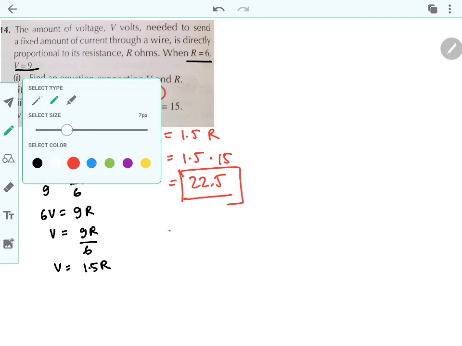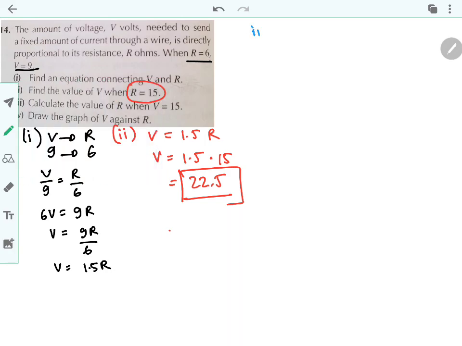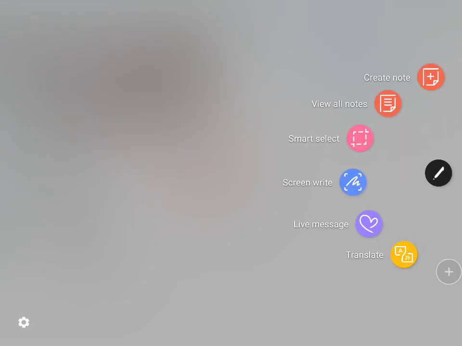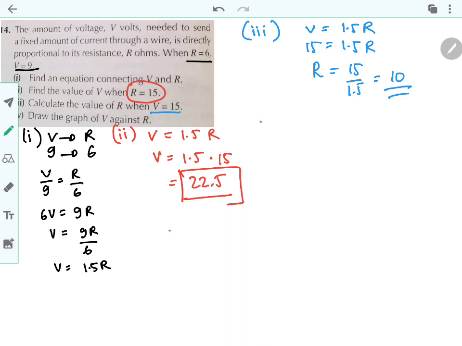Now the third one. So again, another substitution. V equals 1.5R. V equals 15. So 15 equals 1.5 times R. So R must equal 15 divided by 1.5, or equal to 10.